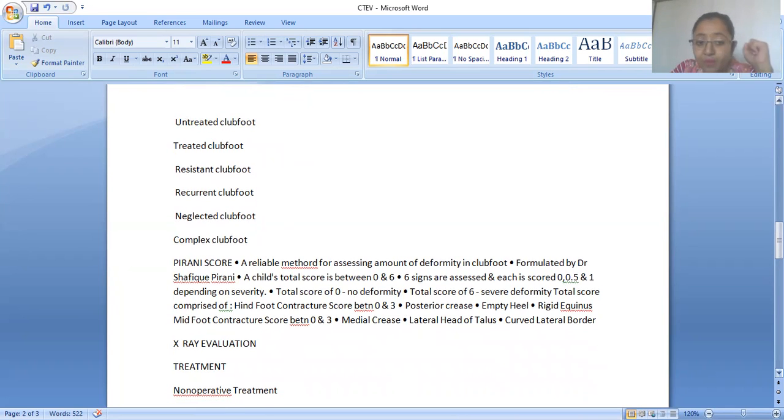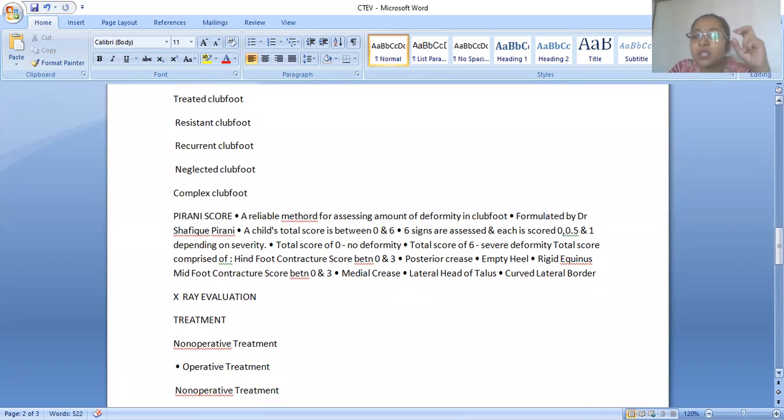Now the treatment. If we go to the treatment part, then treatment is basically of two types: non-operative treatment and operative treatment, conservative and operative.